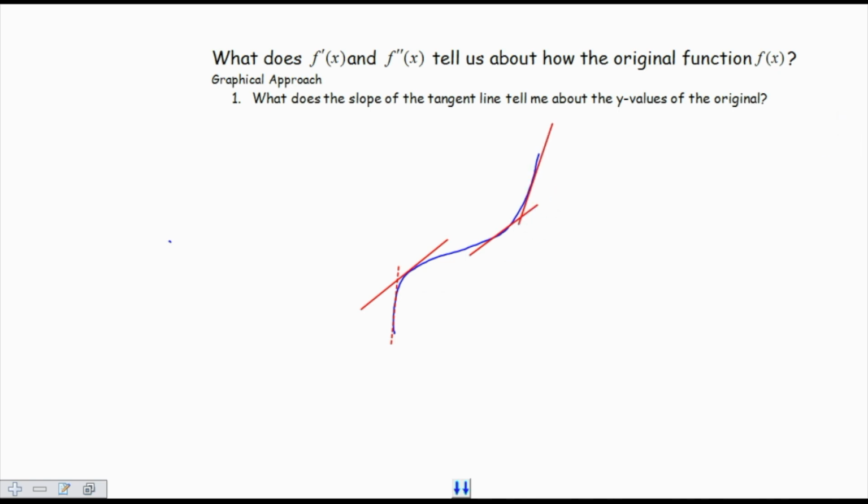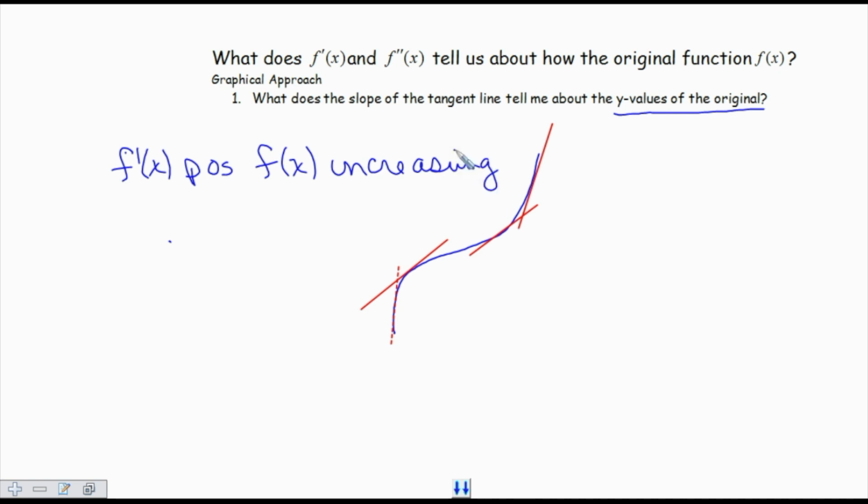All right. So I noticed that this line is a positive steep line. And it says, what does it tell you about the y values of the original? Well, when you have a positive slope, what is happening to the y values? Are they getting bigger or smaller? Well, it looks to me like they're getting larger. So I'm going to say when f prime is positive, then f of x is getting bigger. And the way we say getting bigger is increasing. The y values, which f of x is y, is increasing.